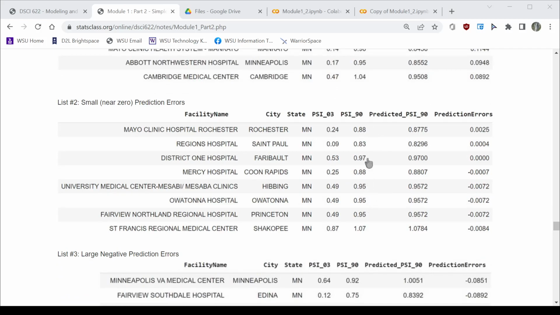These hospitals here in list 2, you can see that the predicted PSI 90 scores are really close to their actual PSI 90 scores. And as a result, their errors are going to be very small. In fact, for District 1 hospital, I was able to make an exact prediction for that hospital, at least out to 4 decimal places.